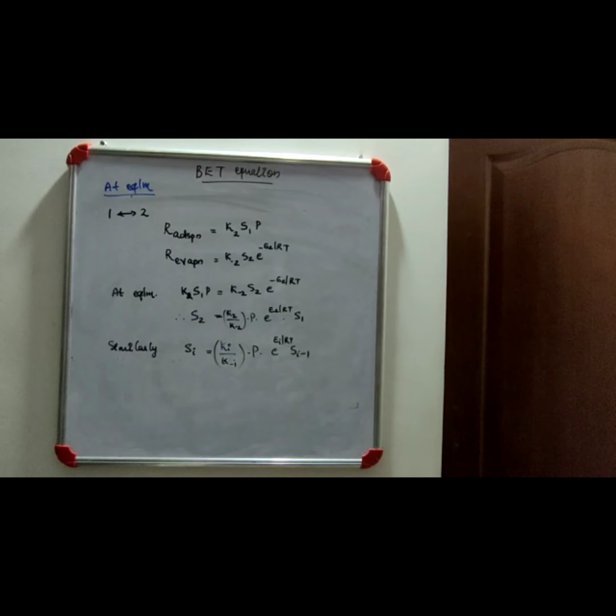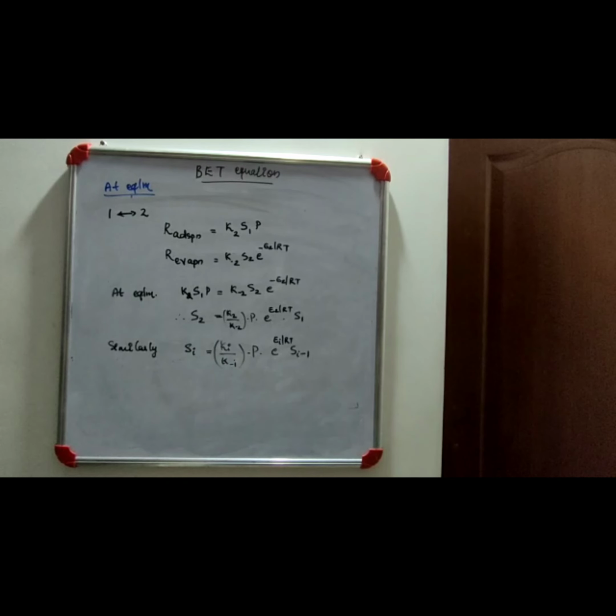Now we can repeat the same procedure for the equilibrium between the first and second layer. Here, like the previous case, the rate of adsorption will be equal to K2 into S1 into P. The rate of evaporation will be K_inverse2 into S2 into e raised to minus E2 by RT.